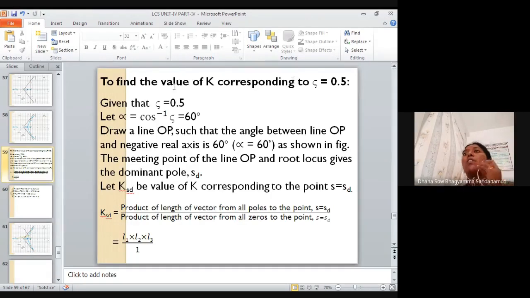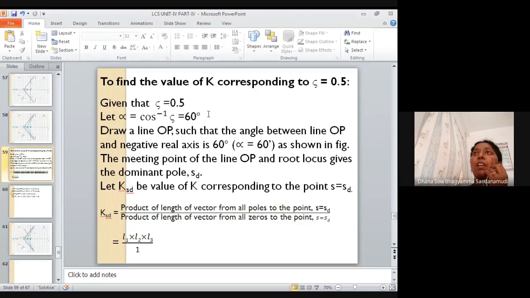Okay, so you have to find the k corresponding to zeta equal to 0.5. So zeta is 0.5 here. Let us consider alpha is equal to cos inverse of zeta. Okay, so zeta value is 0.5, so alpha will be equal to 60 degrees.